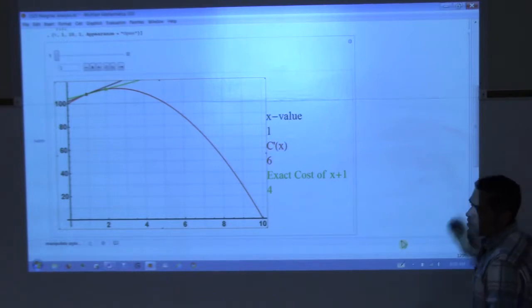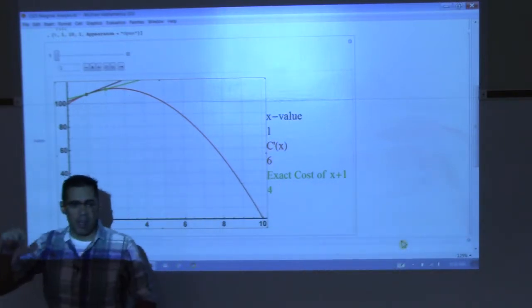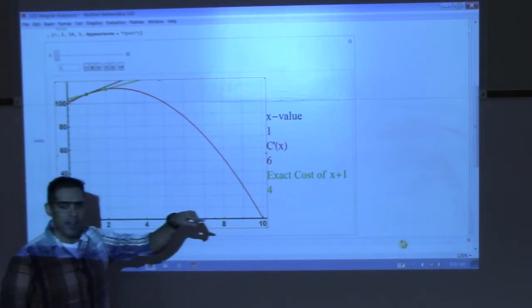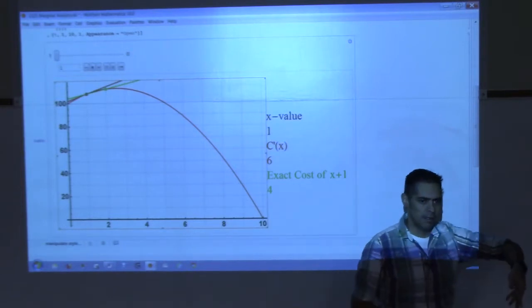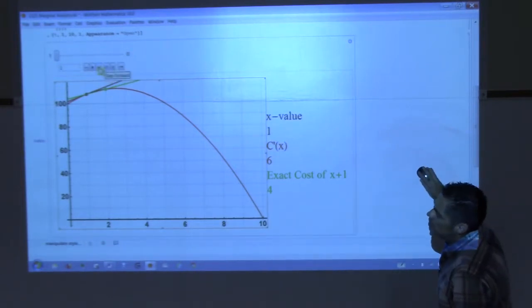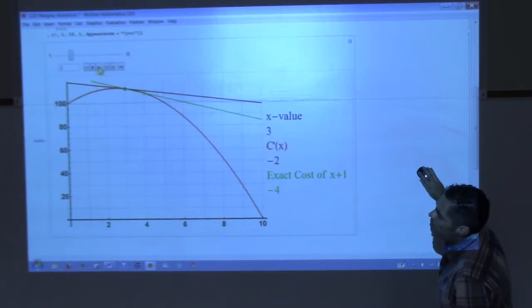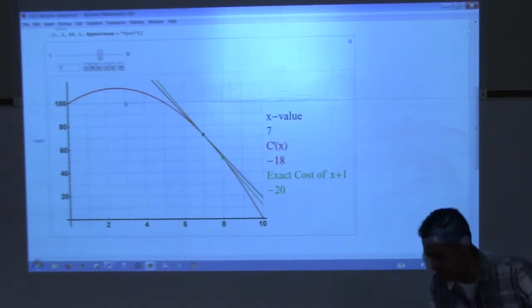Okay, so you see the red curve? This red curve is the function that I just gave you: 100 plus 10x minus 2x squared. So the red curve is the cost function. Now I want you to look at, I have two different lines on this curve, and I'm going to bring this over here. Where are we? 7. There we go. Okay, let's take a look at this one.